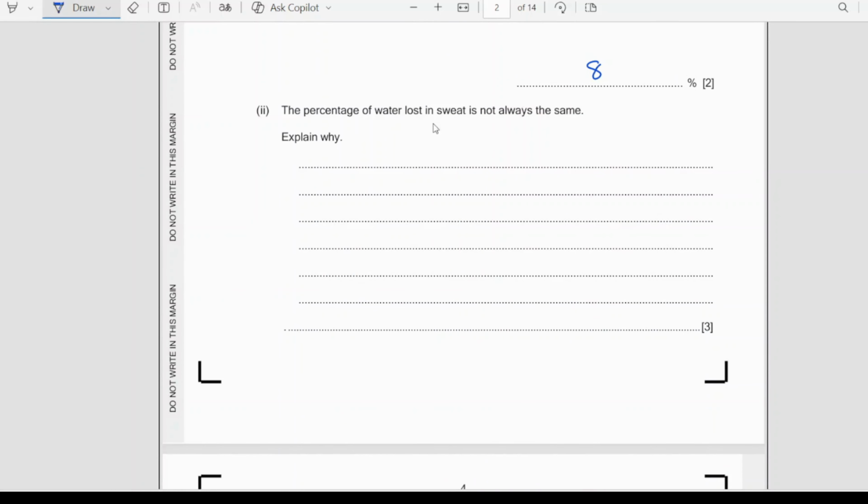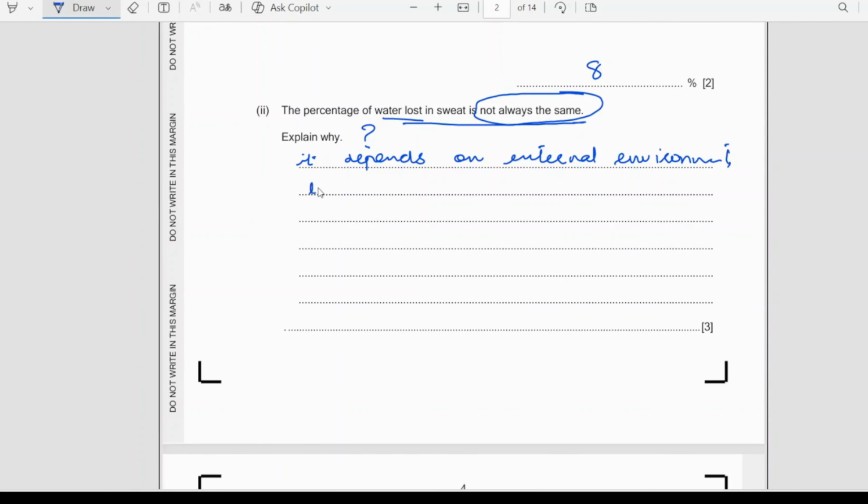Okay, the percentage of water lost in sweat is not always the same. Why? How do we rephrase weather? Let's be very specific. It depends on the external environment. And what factor in the external environment? Temperature. Now explain this point.